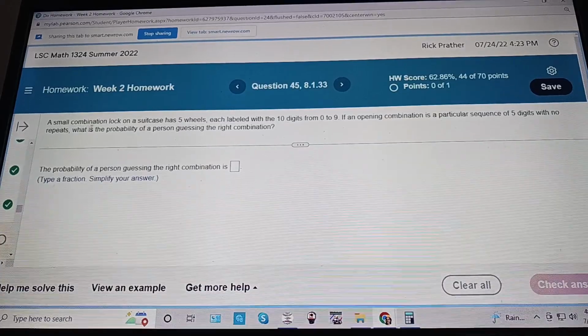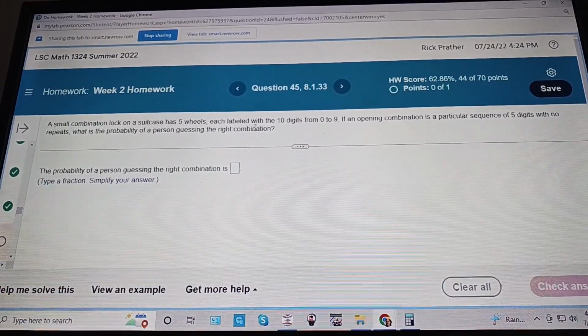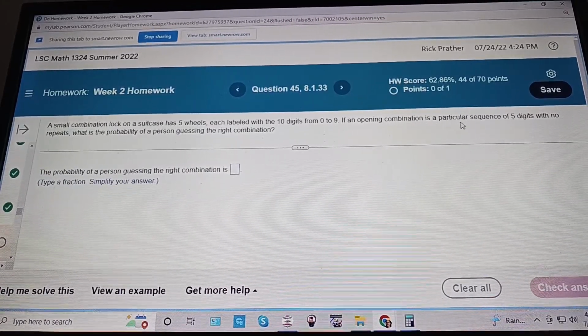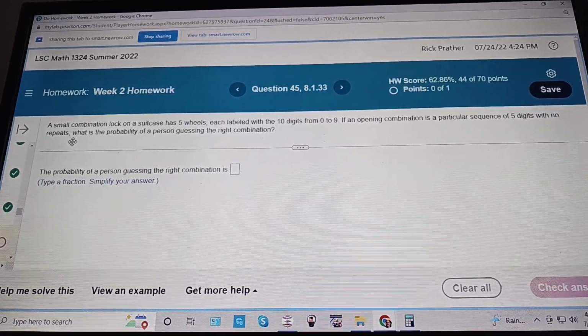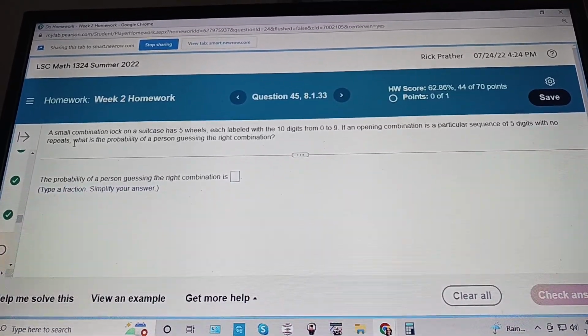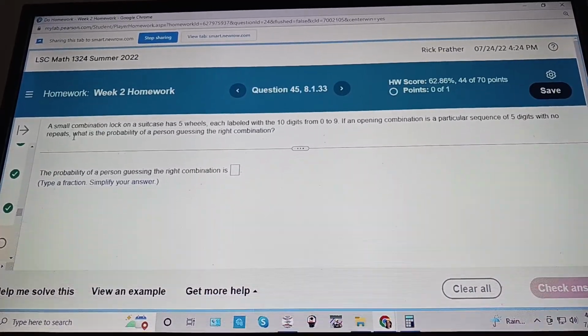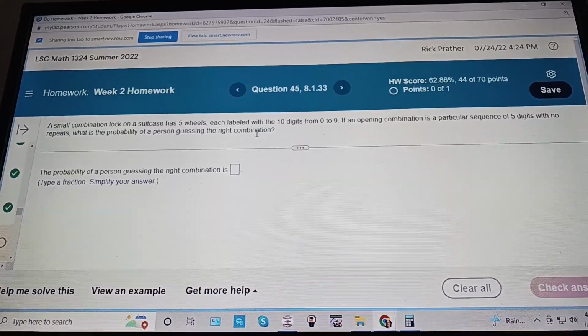Okay, a small combination lock has 5 wheels. Remember this? We had one of these already. Each labeled with 10 digits. Okay, if an opening combination is a particular sequence of 5 digits with no repeats. See, when we had this problem before, it was how many ways can you do it? Now, what's the probability of somebody guessing the right combination?